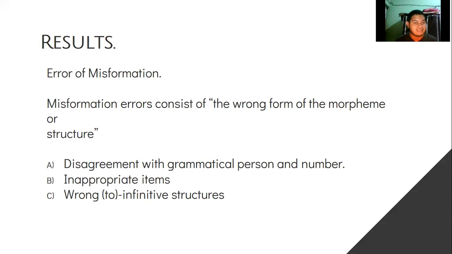Now, the other element, inappropriate items, is when they write a sentence wanting to say beliefs or thoughts, but they wrote things. The sentence could be "things and ideas" instead of "thoughts and ideas," and "beliefs" instead of "belief." They confuse the words because they are very similar, and so it is another problem. The wrong to-infinitive structures.